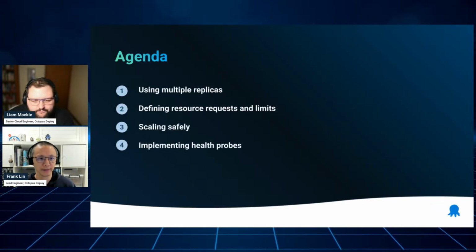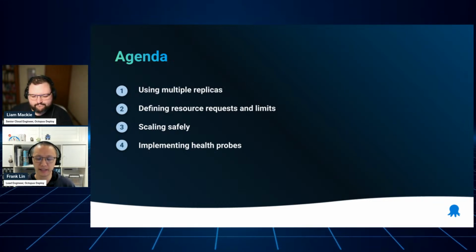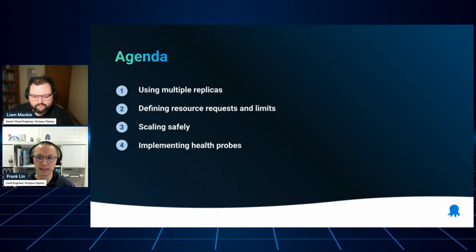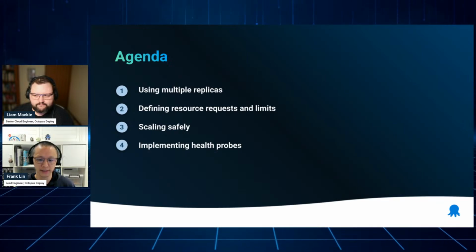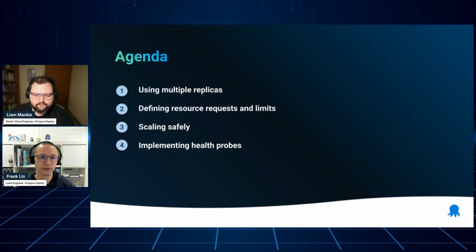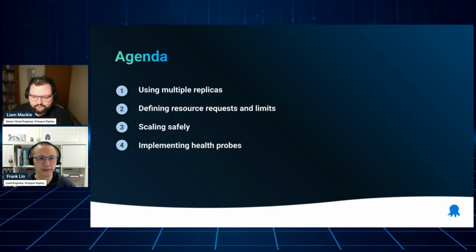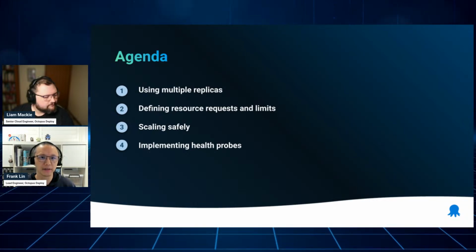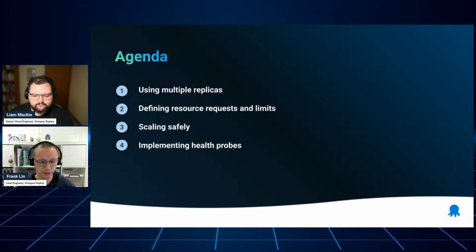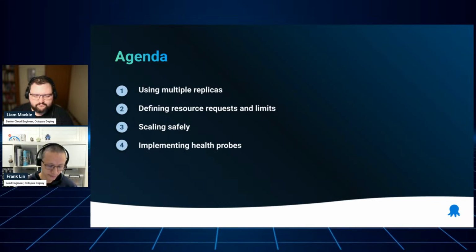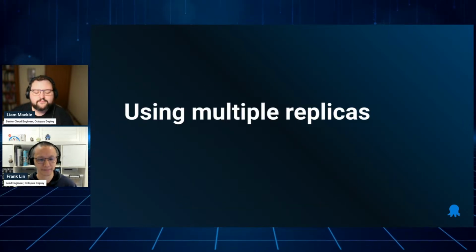So a quick overview of the topics today. First, we'll cover considerations for running multiple replicas or instances of your workload. Then we'll move on to resource requests and limits that'll keep performance predictable. Then we'll talk about scaling up safely. And finally, cover health probes that will help improve the resiliency of your application. So now let's hand it over to Liam to get us started.